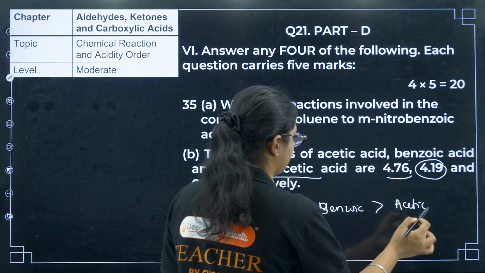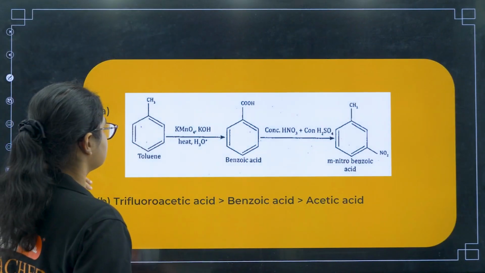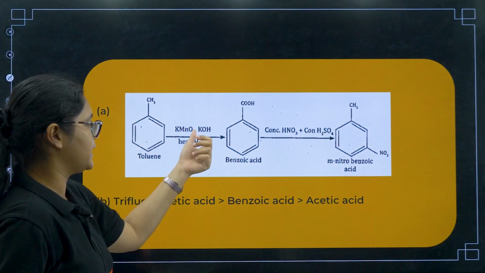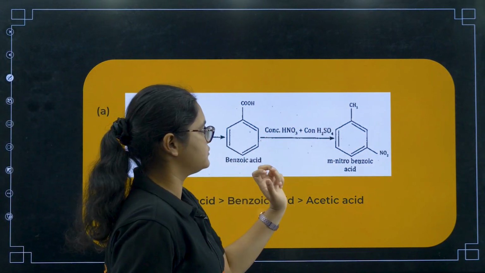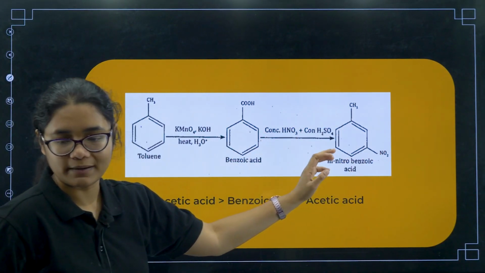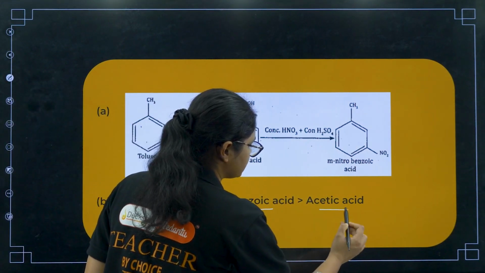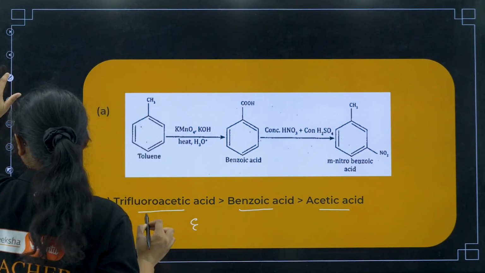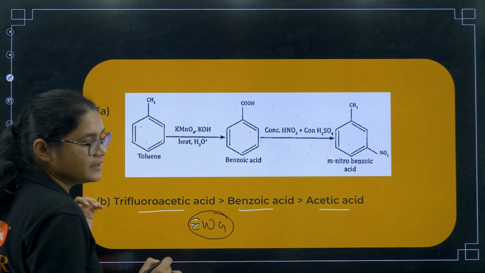So we have to explain why this order is correct. Okay, so let us see the first one. Here you can see CH3 is converted to COOH by using KMnO4 and KOH. Then by treating with concentrated HNO3 and H2SO4, you can introduce the nitro group at the meta position. Order is trifluoroacetic acid, benzoic acid, and then acetic acid. What is the reason? Due to the presence of electron withdrawing group, right? Electron withdrawing group increases the acidity.